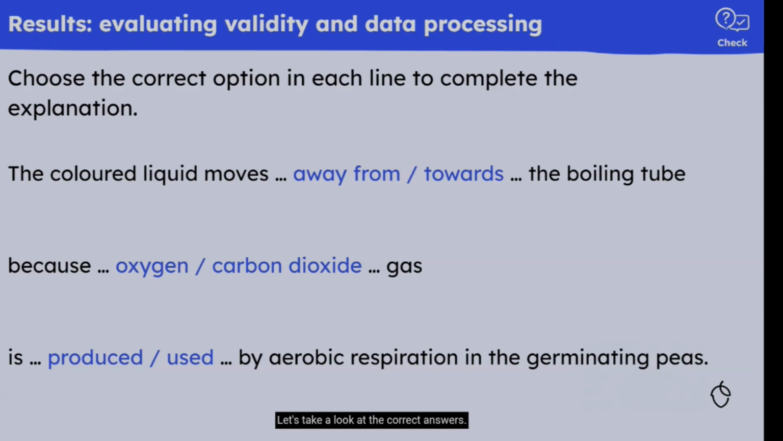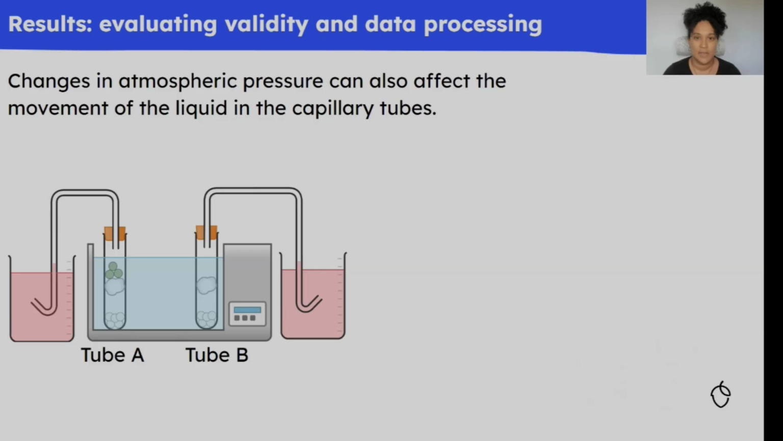Let's take a look at the correct answers. The coloured liquid moves towards the boiling tube because oxygen gas is used by aerobic respiration in the germinating peas. Great job if you got that right. So there can be slight changes in air pressure all the time, and changes in atmospheric pressure can affect the movement of liquid in the capillary tubes.